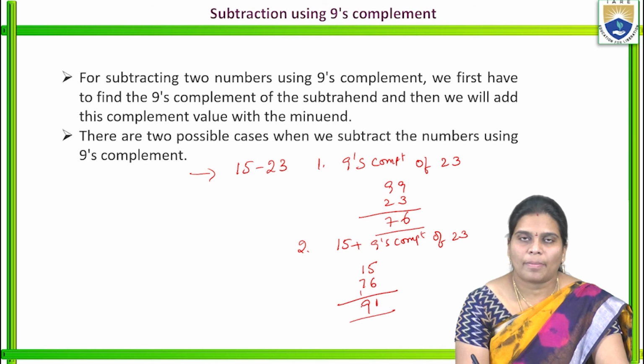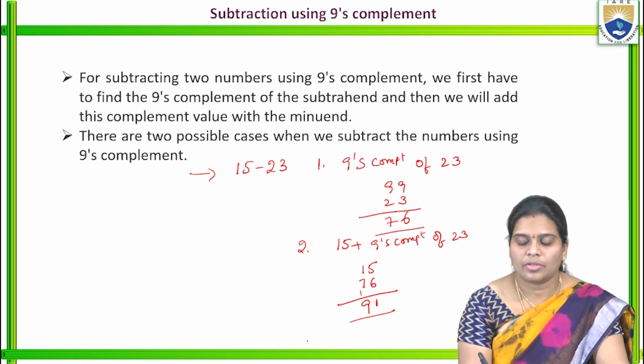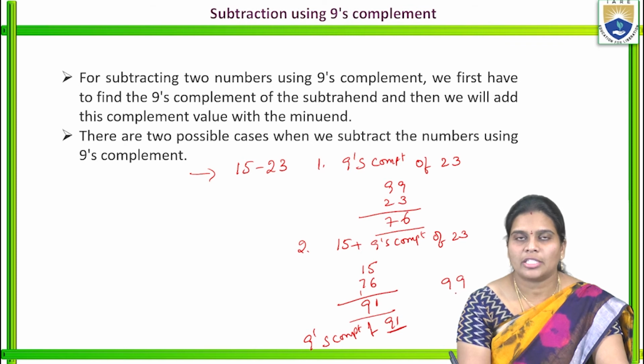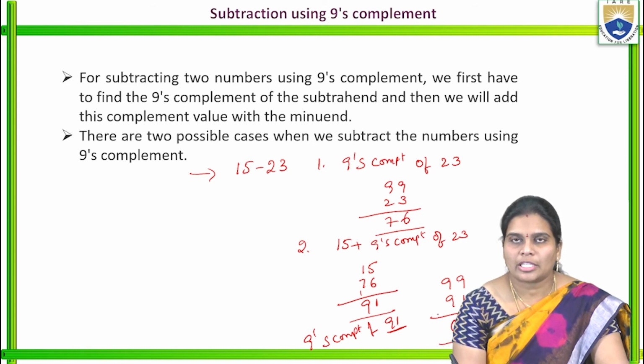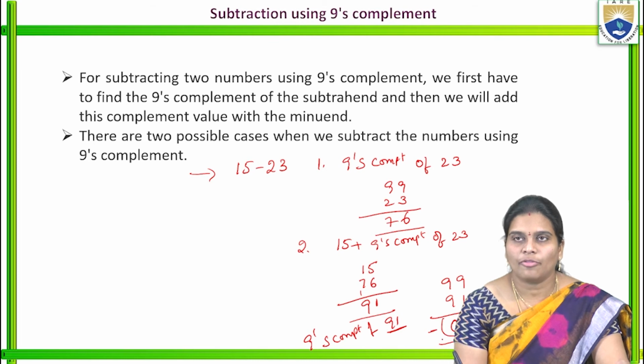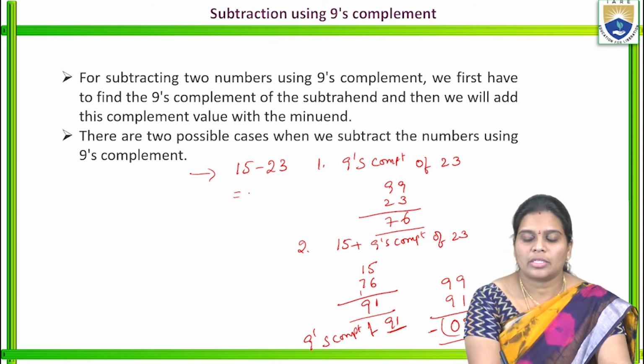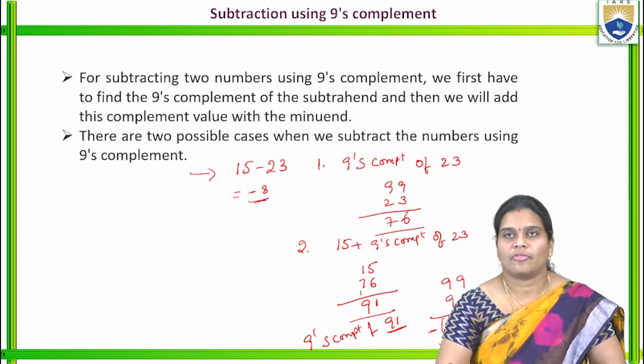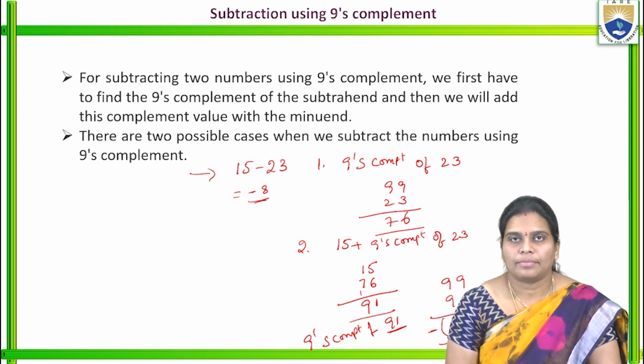Now we apply the 9's complement of this resultant value. Again the 9's complement of the resultant value means each and every digit is subtracted from 9. So for 91, 9 minus 1 is 8, 9 minus 9 is 0. So we get 08, the negative of it, that is minus 8. So 15 minus 23 is minus 8, and here also we are getting minus 8.